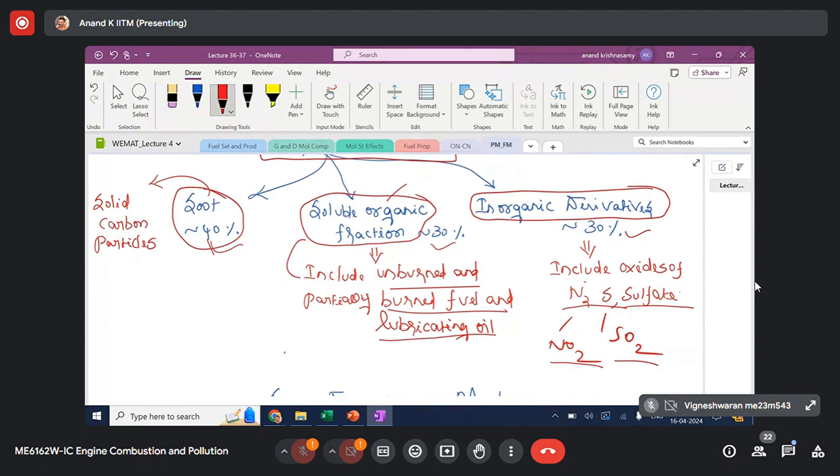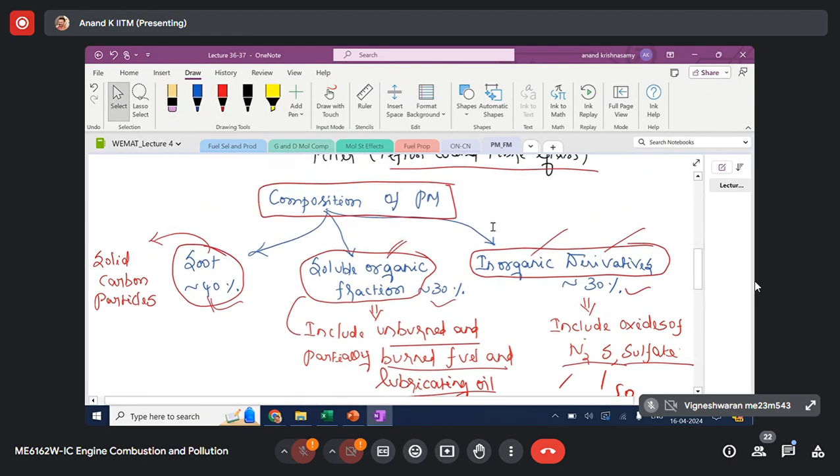So you have soot, and the soot carries liquid particles, the soluble organic fraction. The solid soot matter as well as this liquid material are all suspended in the gas stream. In the gas stream, you have these oxides of nitrogen and sulfur, which are designated as inorganic. Anything other than carbon is inorganic. That's why it is called inorganic derivative. So you have these three components present in particulate matter. That is a typical composition.